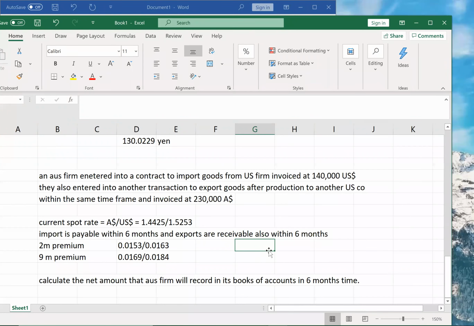We have not solved this type of question, but apply the logic.